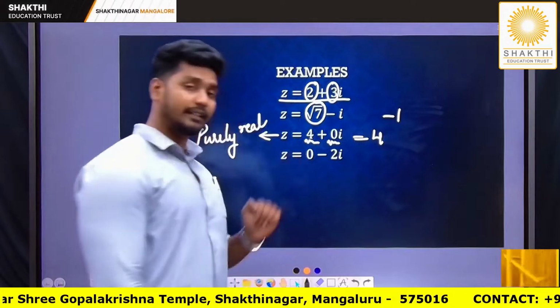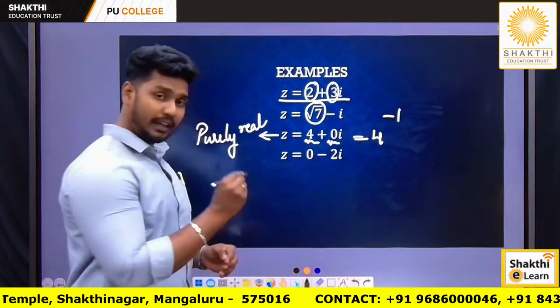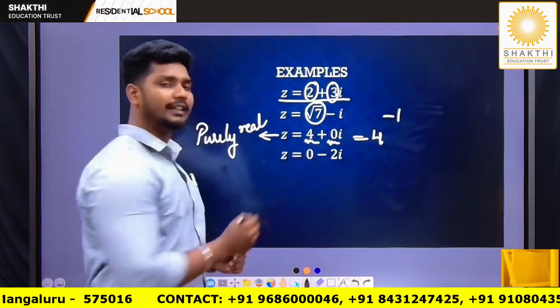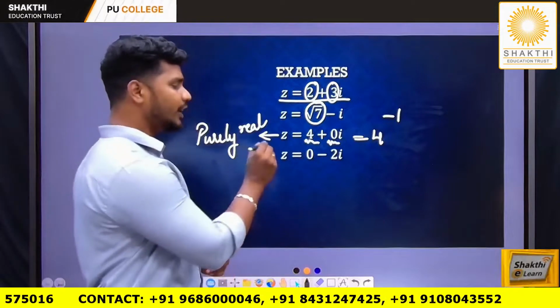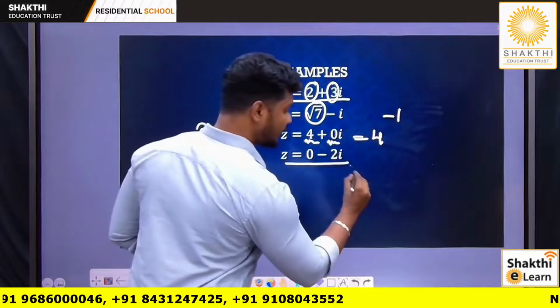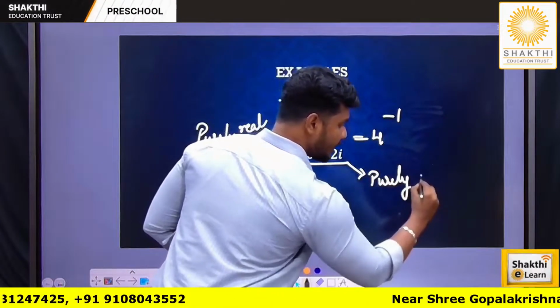Coming to the next example, as you see, z is equal to 0 minus 2i. Here, the real part is 0. The imaginary part, if I ask, is minus 2. Such a number where the real part is 0 is called purely imaginary.